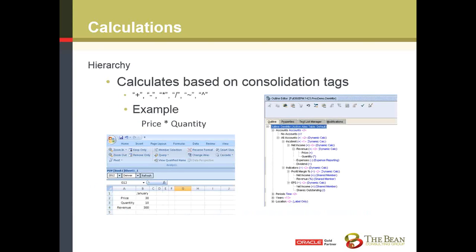So the first option that we talked about is using hierarchies as a way to perform calculations. In this case, we're looking at revenue as the example. It's price times quantity, and you can see here we've used the multiplication and addition operators within the outline to calculate revenue, and it's using dynamic calc in this case. And you can see the result here: price 30, quantity 10 yields a revenue of 300. Very, very simple, very basic example.